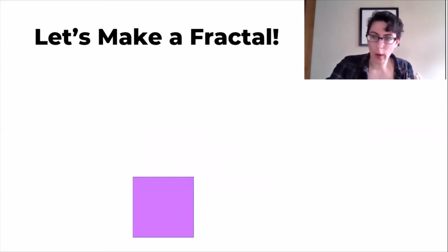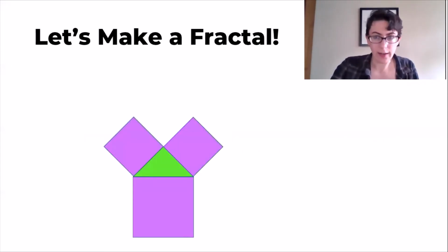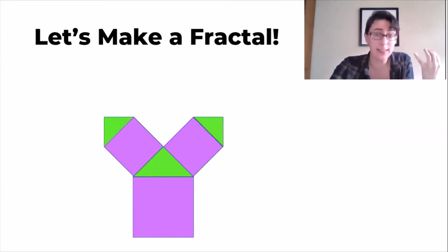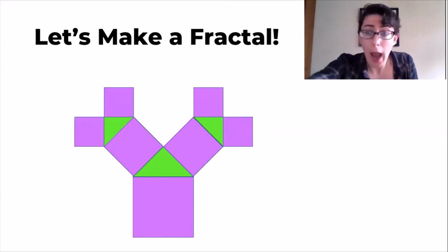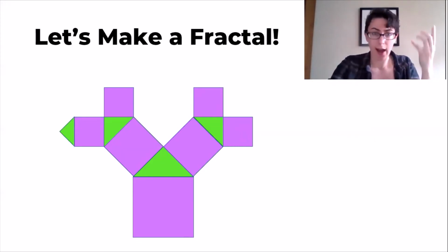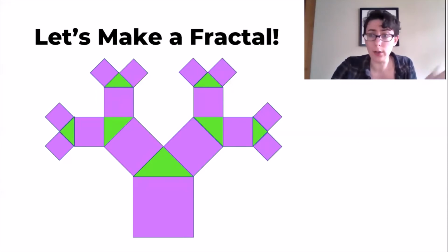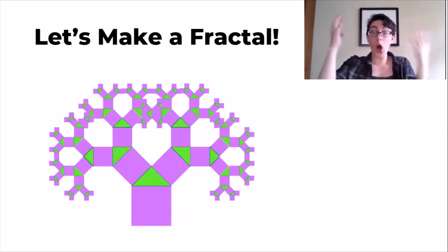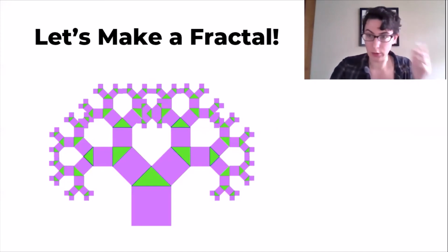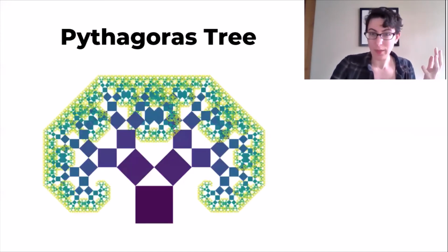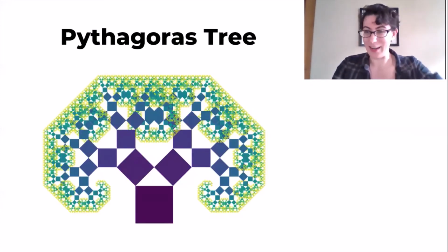So we got a square, you give it a hat. Ooh, triangle, give it ears. Squares, give them hats. Triangles, give them ears. And ooh, what comes next? Hat, hat, hat, hat. Ears, so many ears. And if I keep going, it'll eventually look like this. Whoa! And do you know what we call this fractal? A Pythagoras tree. It does look like a tree, doesn't it?